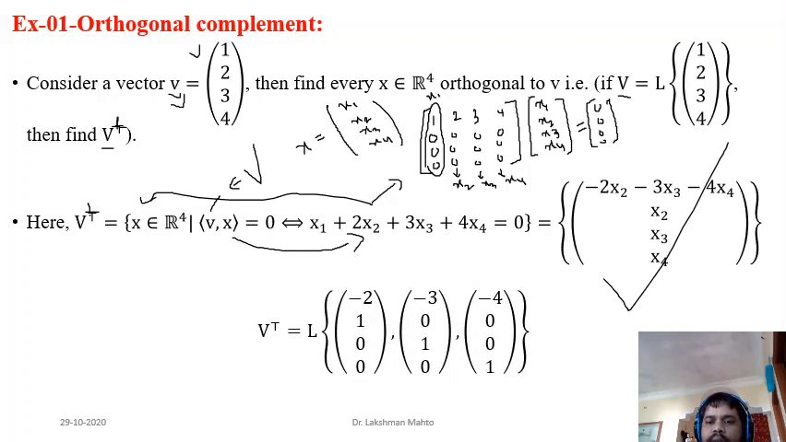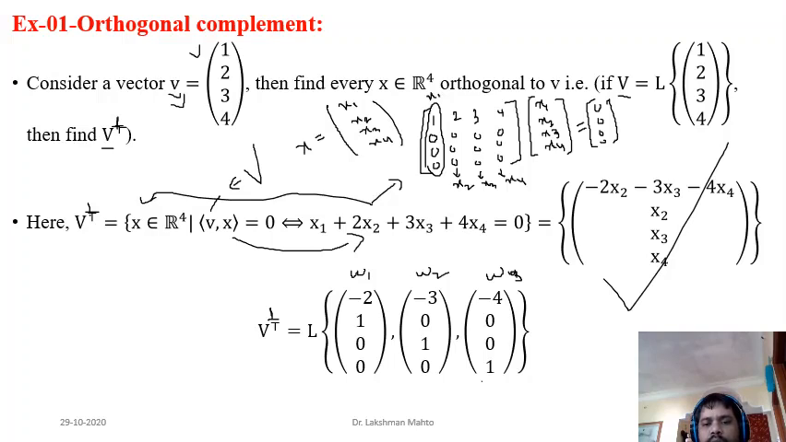If you simplify further, what does it look like? If you take x2 common, you will get this vector. Call it w1. Why? Because we had taken the v notation for this vector, and if we are taking any element from v perp, that means the orthogonal complement, we will denote that by w, just to change the identity. So if you take x2 common, you get this w1. If you take x3 common, you get w2. Similarly, if you take x4 common, you get w3. So w1, w2, and w3, all these are forming a basis of v perp.